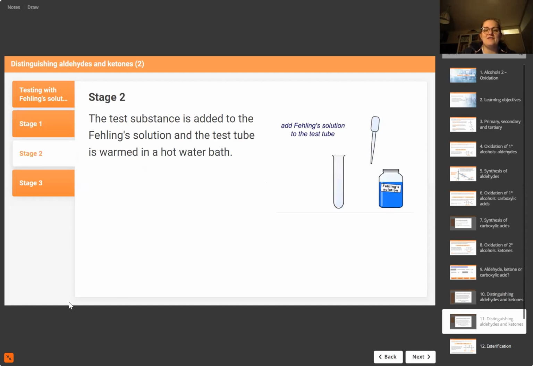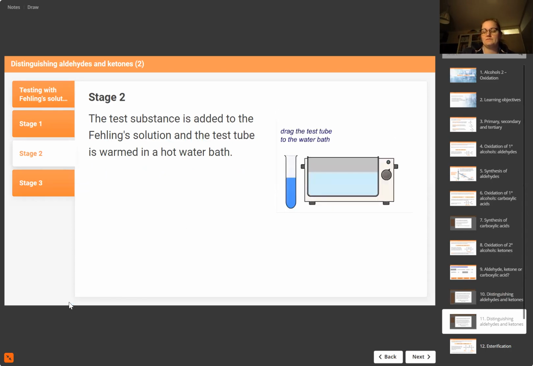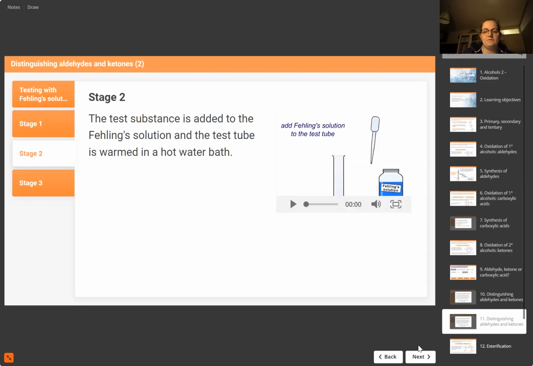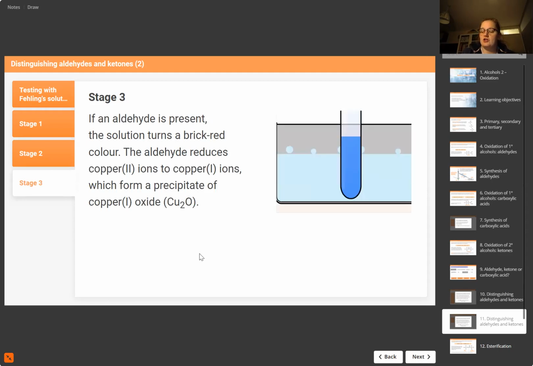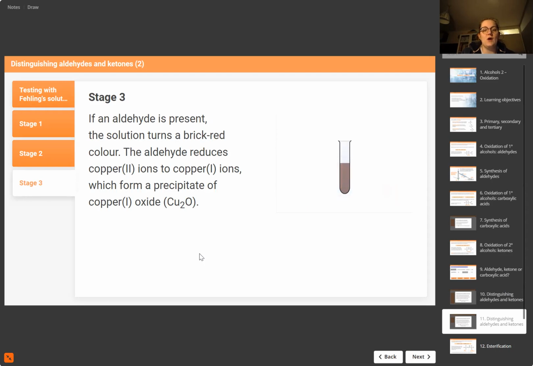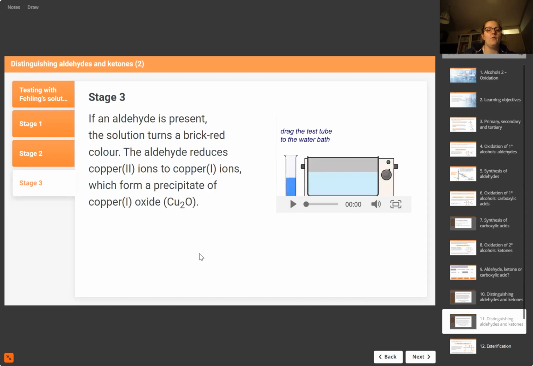Then we add our test substance to the Fehling's solution, and the test tube is warmed in a hot water bath. And then finally, if an aldehyde is present, the solution is going to turn a brick red. That is because the aldehyde reduces the copper 2 ions to copper 1 ions, which forms a precipitate of copper 1 oxide, which turns the colour from blue to red.